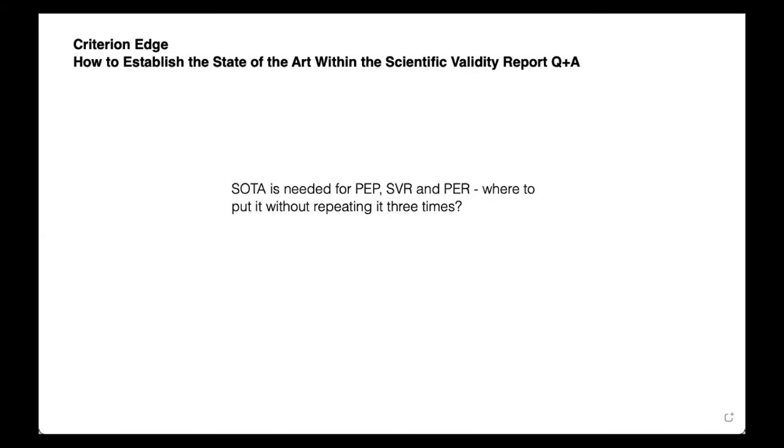But for the most part, the information is going to be carried over, and it should be uniform between these 3 different reports. They're supposed to be complementary. So the main contribution to the PER and the PEP that's coming out of this SVR is that background, that association.